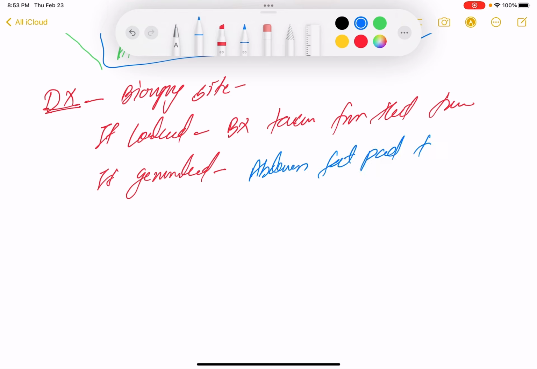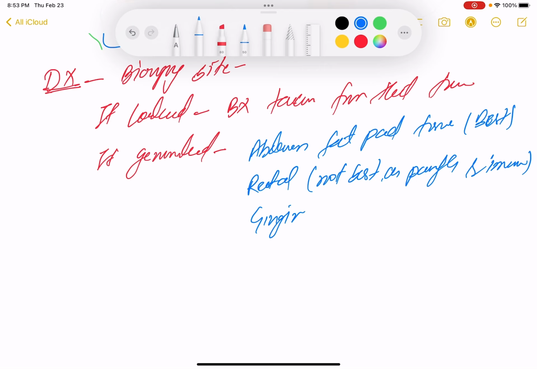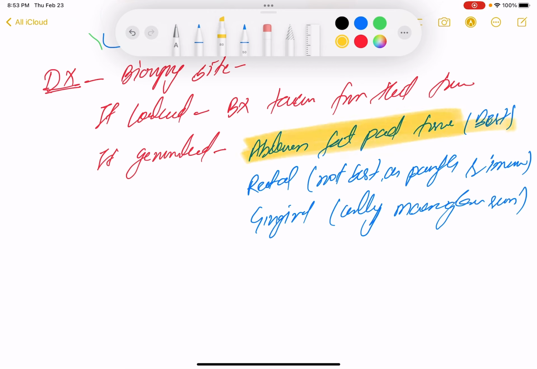fat pad tissue. It is the best site. Also we can take from the rectum, but it is not the best as it is painful and invasive. Also we can take from the gingiva, usually seen in macroglossia. But the best is to take tissue from abdomen fat pad. Do remember, friends, in generalized amyloidosis, the best biopsy is taken from abdomen fat pad tissue.